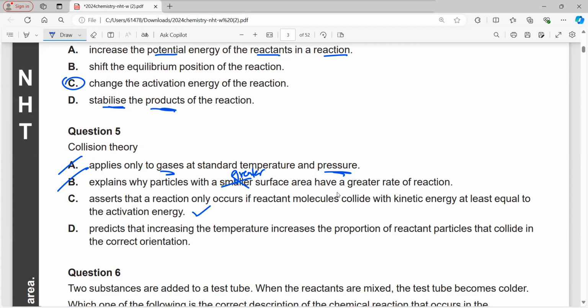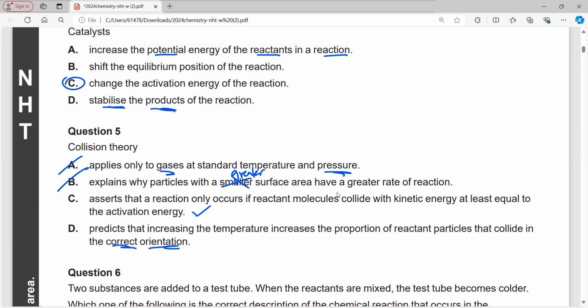Predicts that increasing the temperature increases the proportion of reactant particles that collide in correct orientation. So I would normally say that this is correct. However, I won't say that increasing the temperature actually impacts the way in which reacting particles collide in correct orientation, right? So I would go for C, because yes, increasing the temperature does increase the proportion of reactant particles that have fruitful collisions, but it doesn't really affect the ones that collide with correct orientation, which is why I go with C.